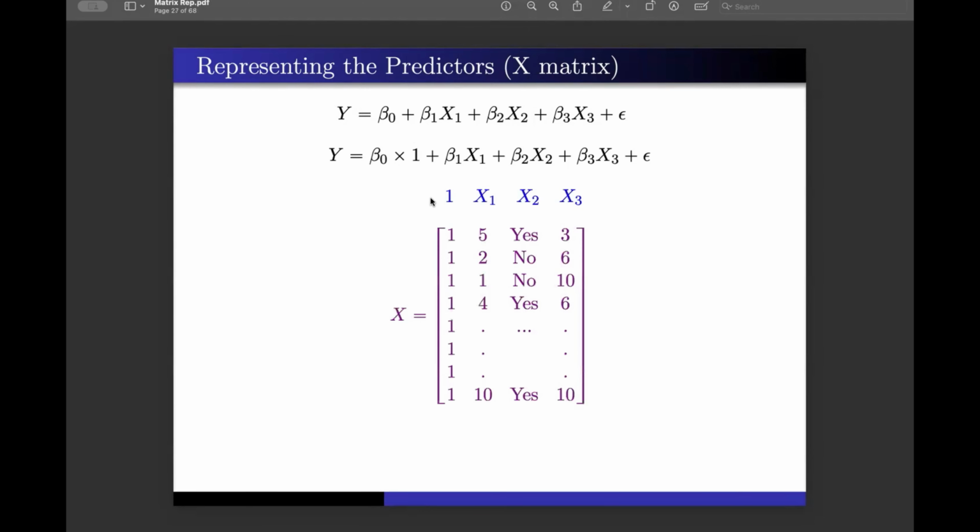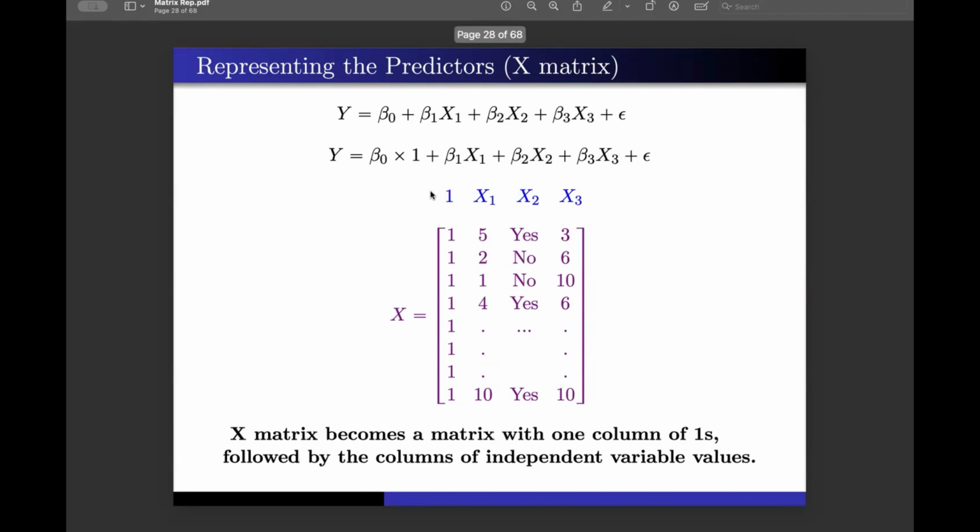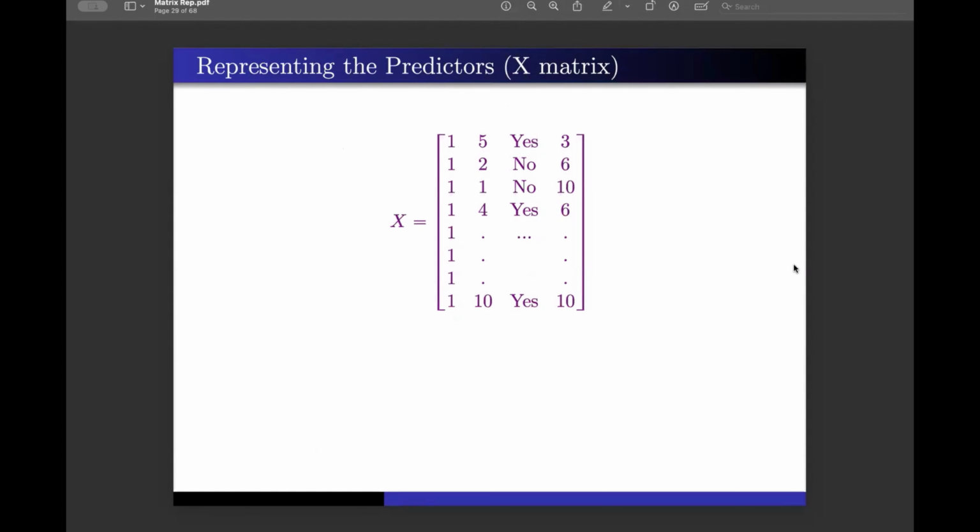So here we have 3 columns for x1, x2, x3, the values the independent variables take, and in front of that we put a column of 1s. This way even beta naught can be treated like a regular coefficient that multiplies with a value, and in this case that value is just 1. So the X matrix becomes a matrix with a column of ones followed by the columns of independent variable values. So this is how the X matrix would look.